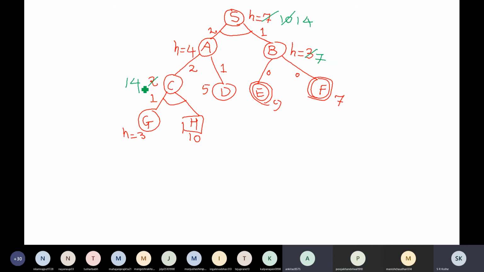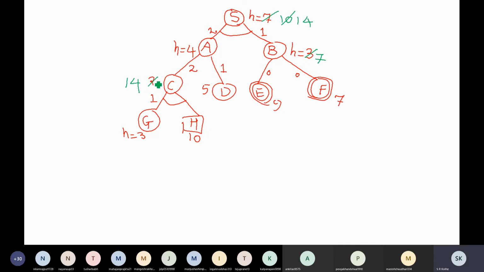The cost of C has become 14. Earlier it was 2, therefore it was the best path. But now it has become 14 and this is an OR type of node. So the best of these you will have to select. This 6 is better than this 14, so node D is better. This is not the current best path now.